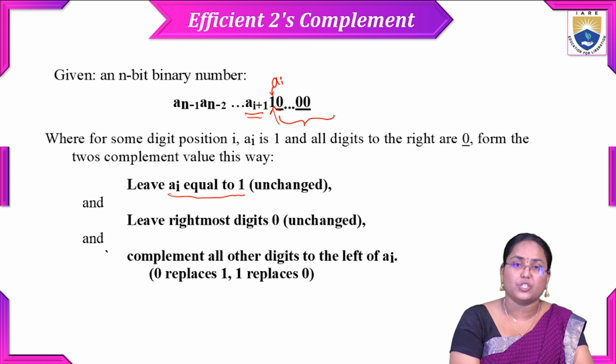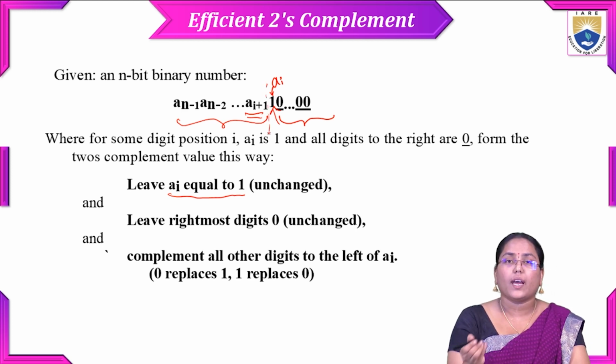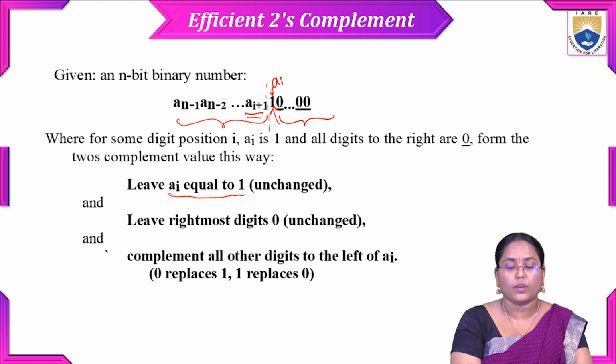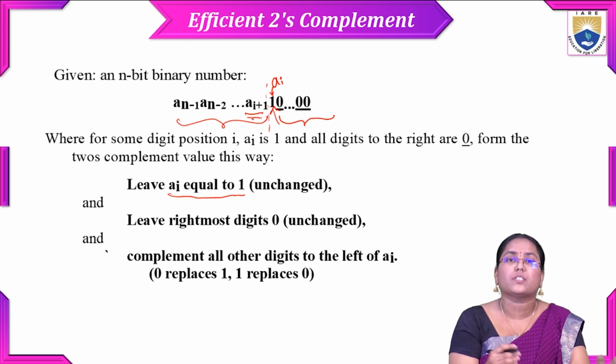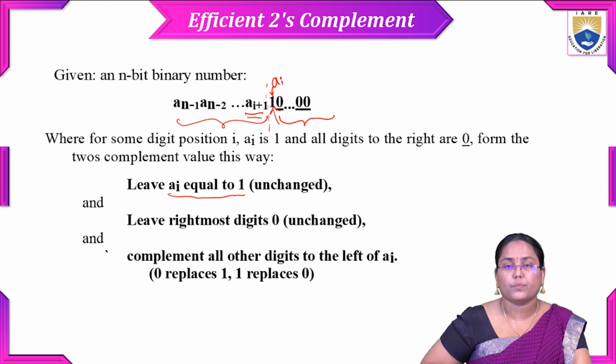I'll place it unchanged. Next, I'll complement the rest of the values which I have till here. Whichever values I have till here, I'll do the 1's complement of them. Like if I have Ai plus 1 equal to 0, I'll replace it by 1. If I have Ai plus 1 equal to 1, then I'll replace it by 0. Like that, we can perform the 2's complement.